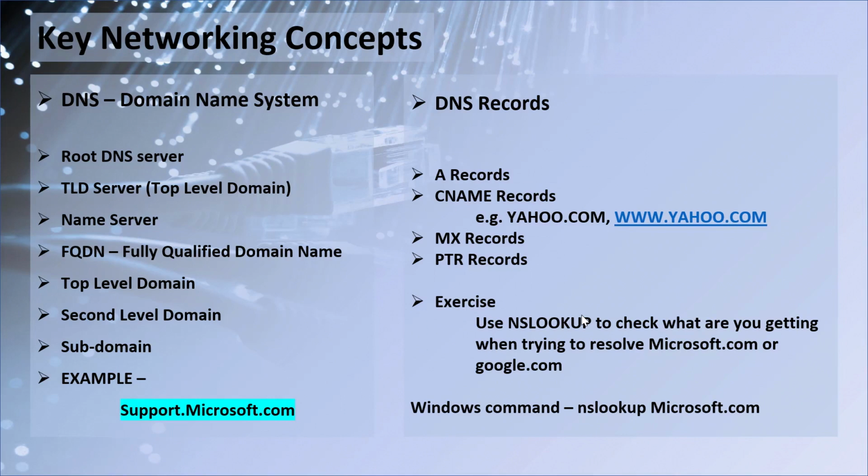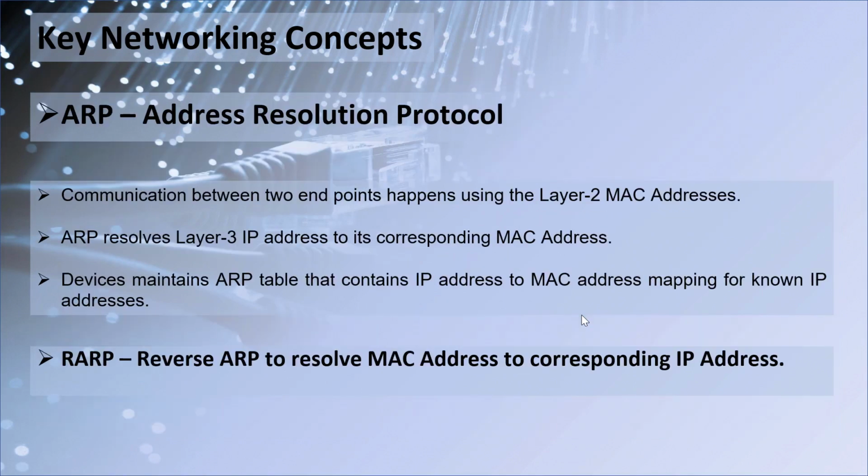So there is an exercise for you. Use nslookup to check what you are resolving to when you nslookup Microsoft.com, Google.com or Yahoo.com. In Windows, it's a CLI command. You can go to the CLI and use nslookup, space, the website name, the domain name. You try that. What are you getting when you resolve any domain that you want? You should get the IP address that belongs to that domain name.